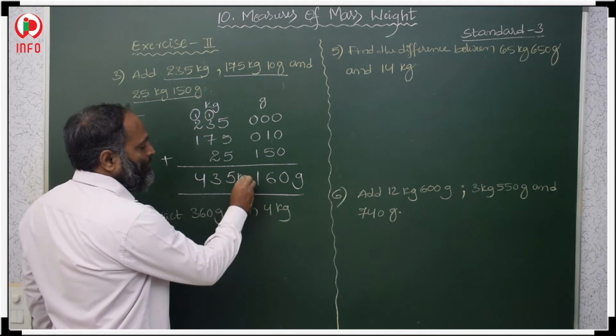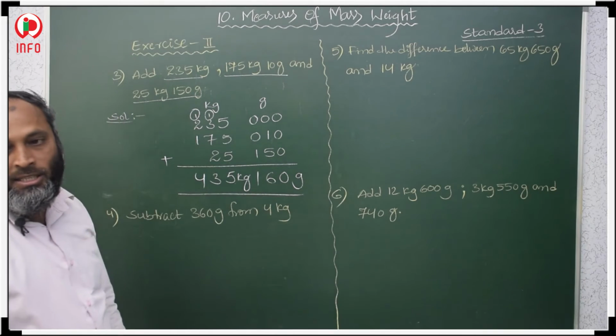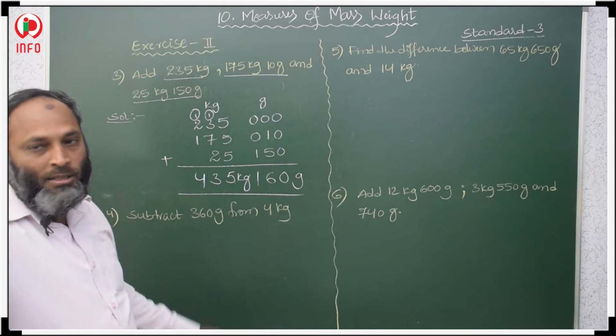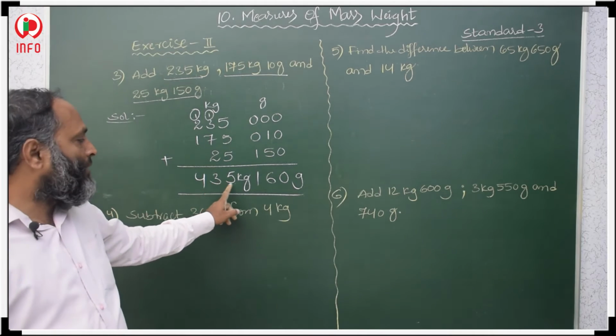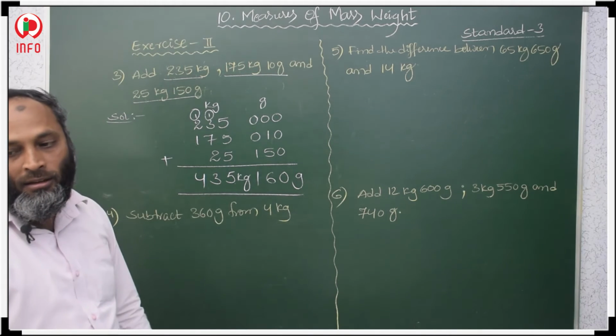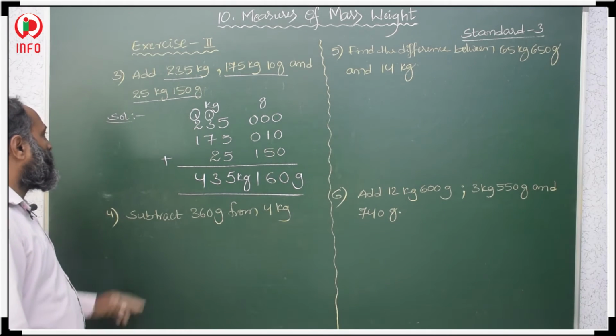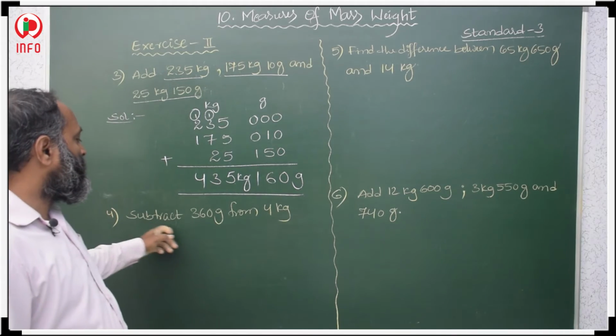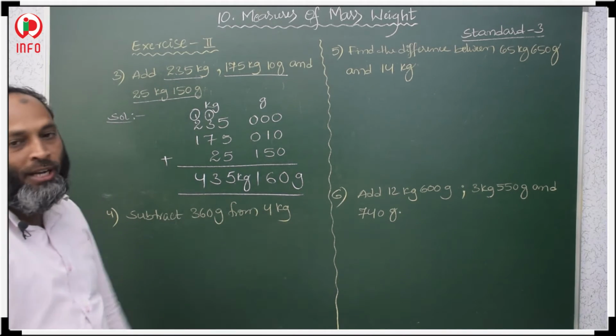435 kgs, 160 grams. Okay. Now the next question. Subtract 360 grams from 4 kgs.